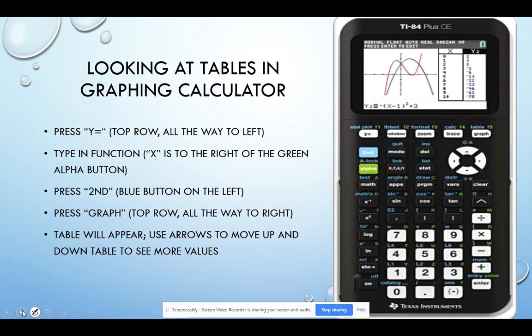If you want to look at a table in the graphing calculator for any function, you'll do the same first two steps, where you're pressing Y= and then typing in your function. Next, you'll press second, which is the blue button all the way to the left on the graphing calculator. Then press graph. You'll notice that the blue word above the word graph on the button is the word table. That way you will see your table. The table will appear, and then you can use your up and down arrows, which I've circled right here, to see any more or less values that you want.